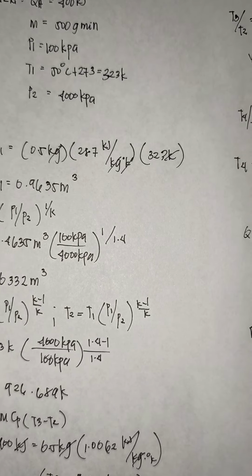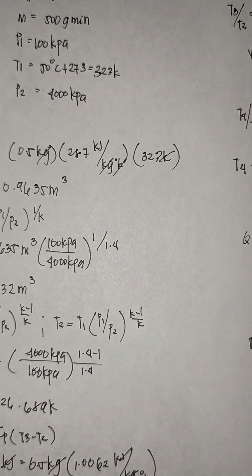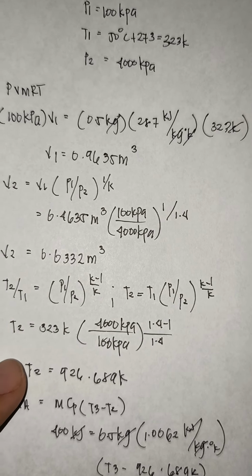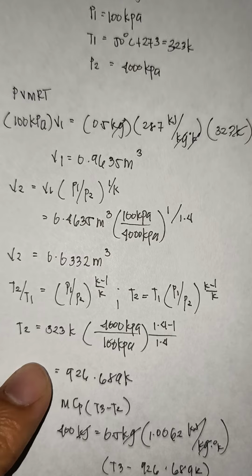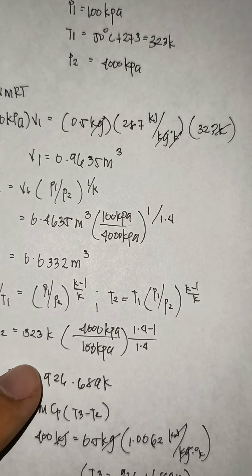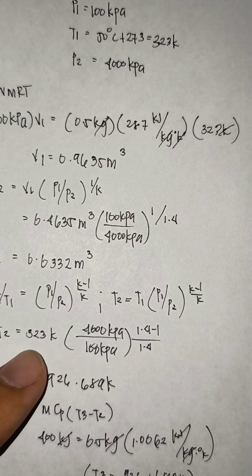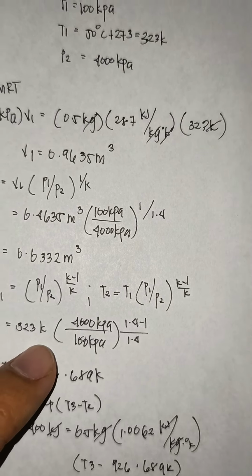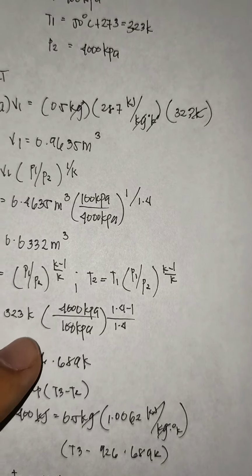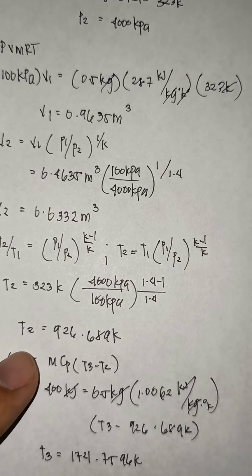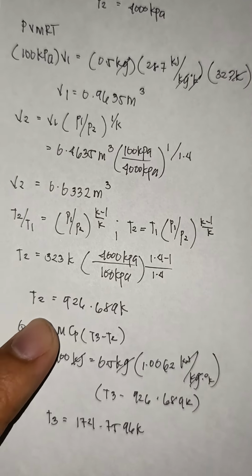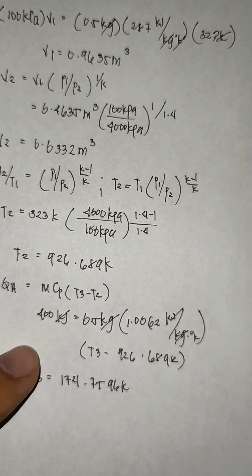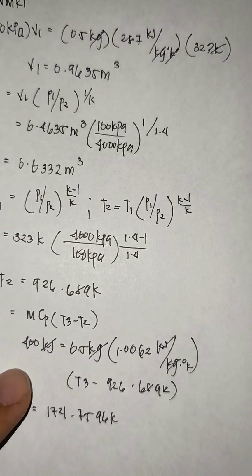Then T2 over T1 equals P2 over P1 raised to (K minus 1) over K. Then T2 equals T1 multiplied by P2 over P1 raised to (K minus 1) over K. Then substitute, we have 323 Kelvin, multiplied by 4000 kPa over 100 kPa raised to (1.4 minus 1) over 1.4. Then we have T2 equals 926.689 Kelvin.